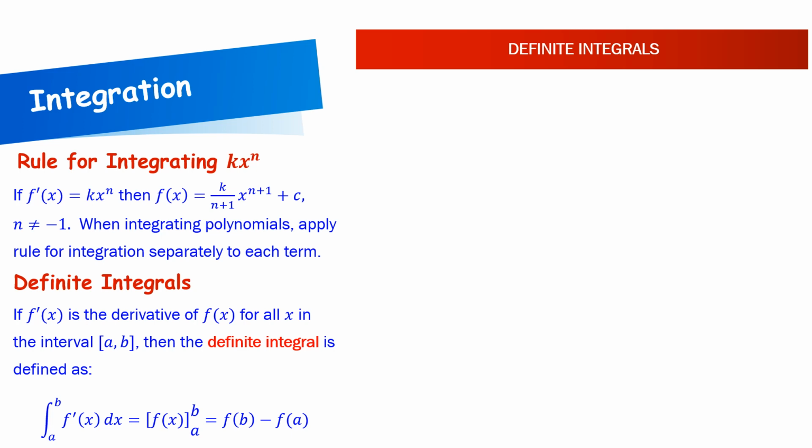If f dash of x is the derivative of f of x for all x in the interval ab, then the definite integral is defined as the integral from a to b of f dash of x dx equals f of x between a and b, which equals f of b minus f of a.